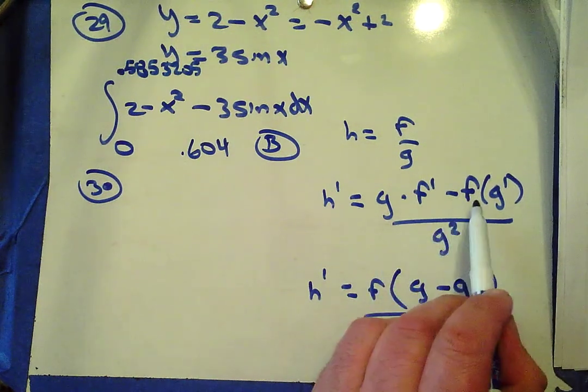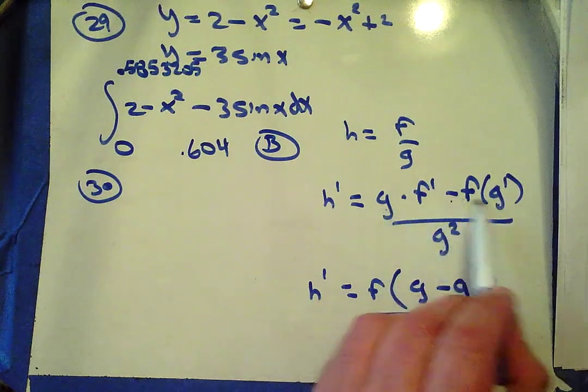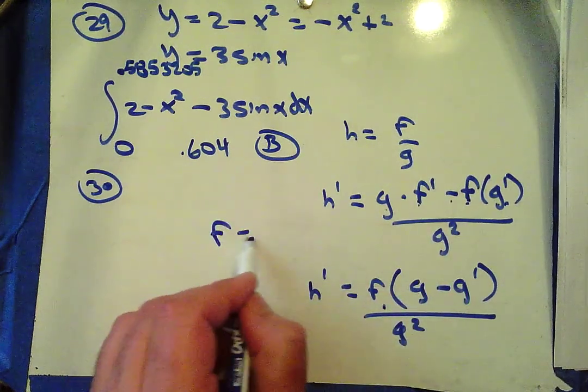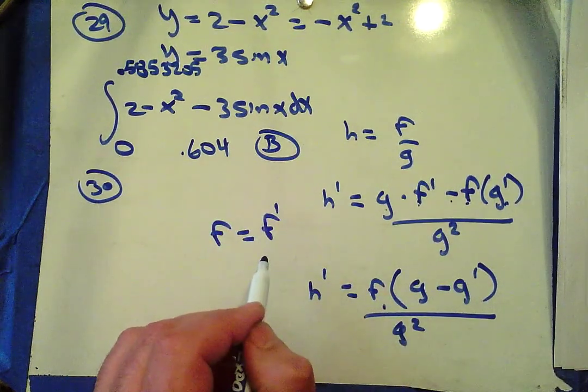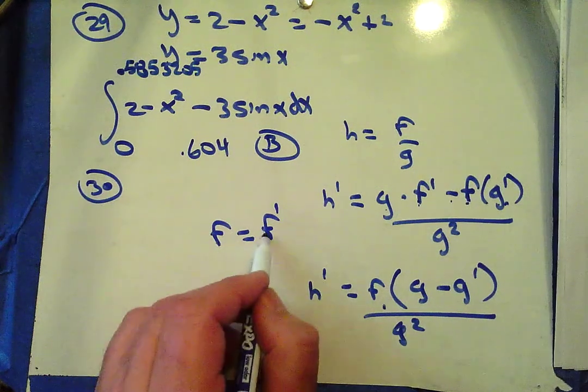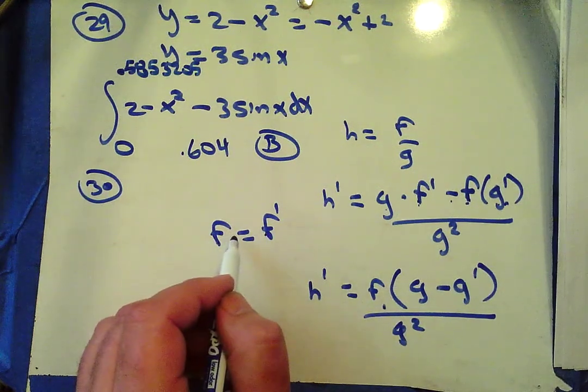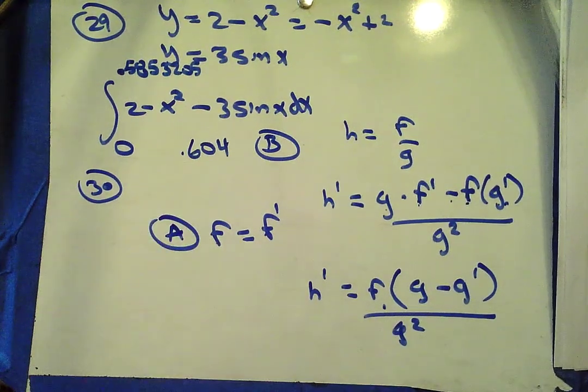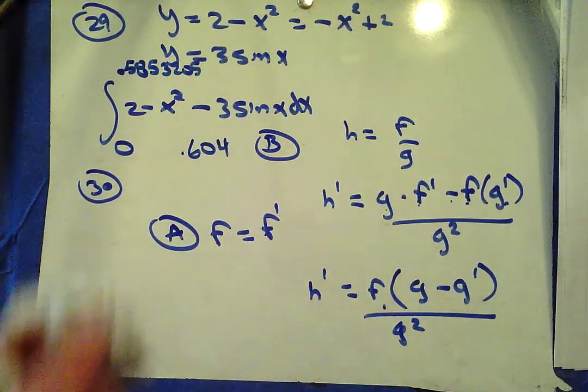Well, I see the g minus g prime, and they have factored out an f, which means that f must be equal to f prime. So what function has its own derivative? Well, that's e to the x. Okay, 31.